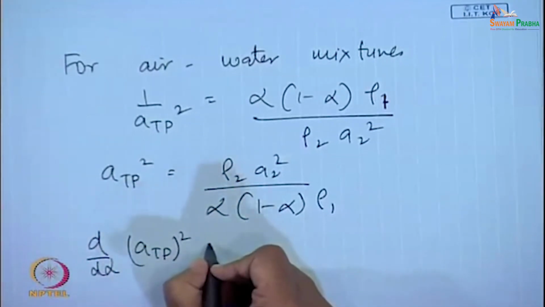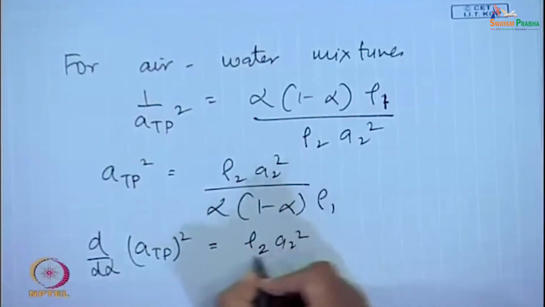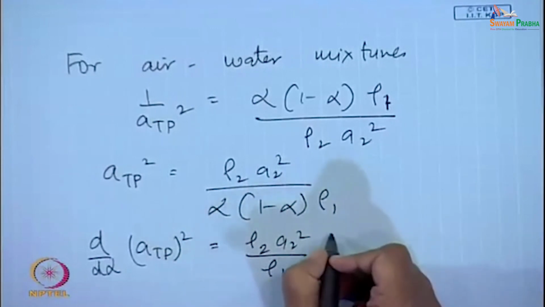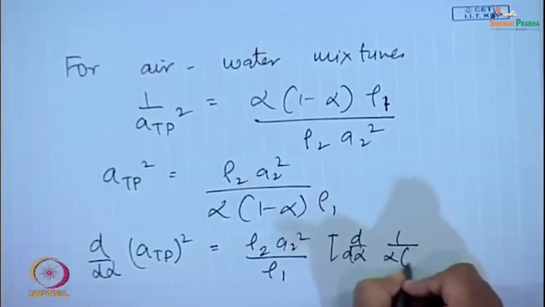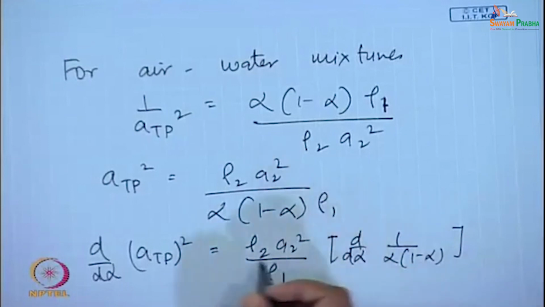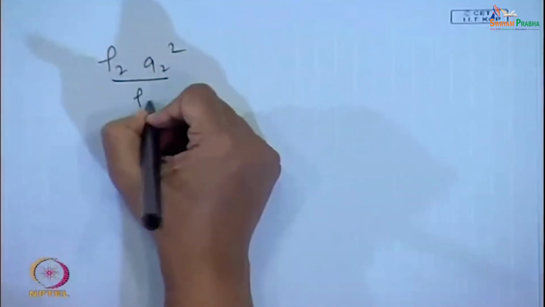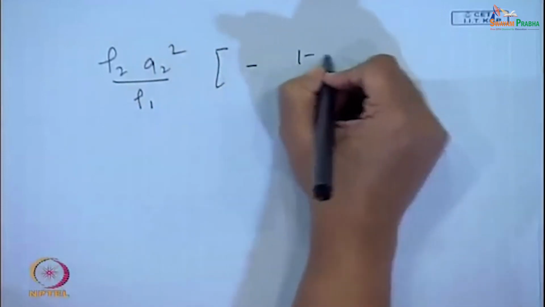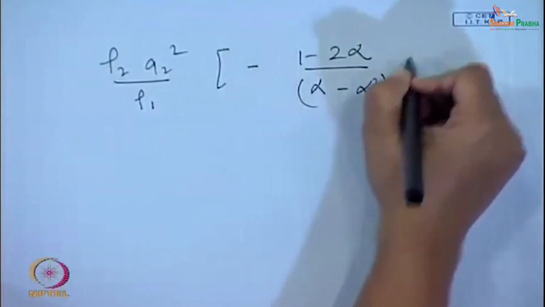Now, this we know, if we simply differentiate it, we get rho 2 A2 square by rho 1. You can perform the differentiation and find it for yourself, it is just d alpha of 1 by alpha into 1 minus alpha, because A2, rho 1, rho 2, all of those are constants. So, therefore, this gives us rho 2 A2 square by rho 1 into (1 minus 2 alpha) by (alpha minus alpha square) whole square.